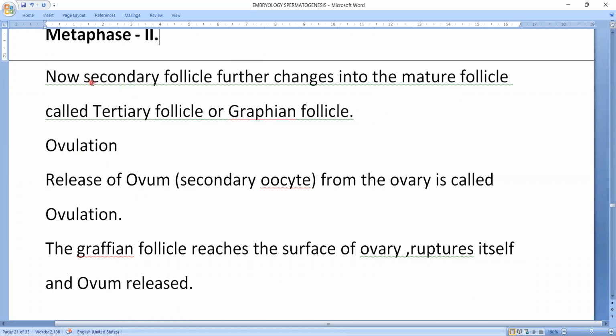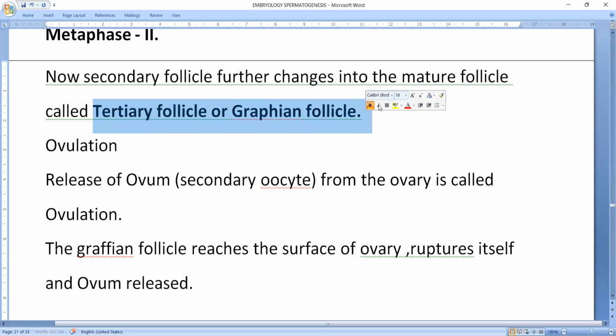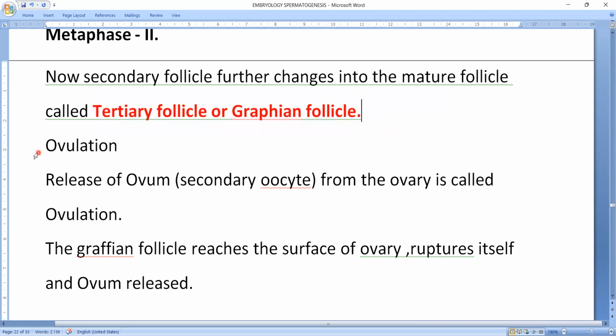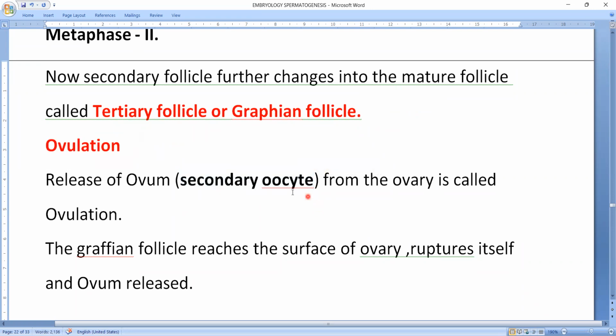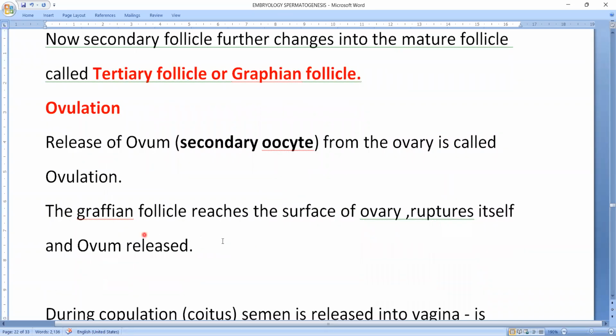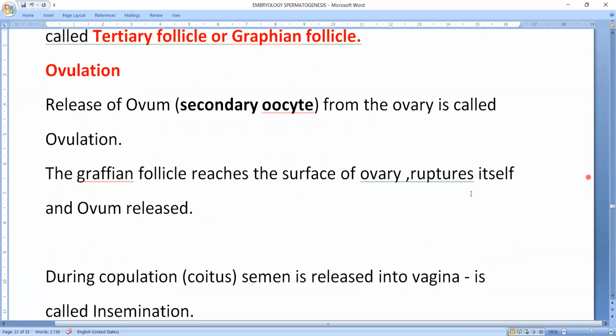Now secondary follicle further changes into mature follicle called tertiary follicle or Graafian follicle. Mature follicle ni manam Graafian follicle or tertiary follicle antam. So ovulation. So what is ovulation? Just now I told you, we all know that release of ovum or secondary oocyte. You remember, during the release of egg, that is present in the secondary oocyte stage. Okay, so from the ovary is called ovulation. The Graafian follicle reaches the surface of ovary, ruptures itself, and ovum released.